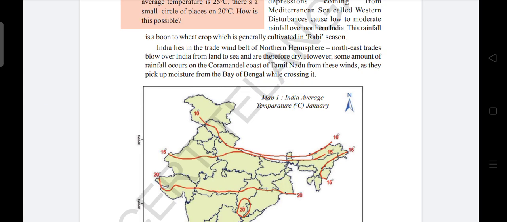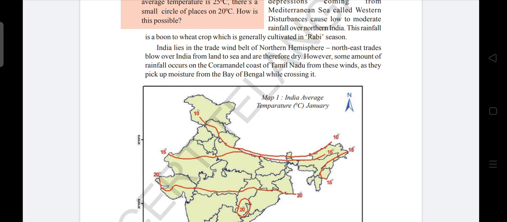India lies in the trade wind belt of the northern hemisphere. Northeast trades blow over India from land to sea and are therefore dry. However, some amount of rainfall occurs on the Coromandel coast of Tamil Nadu from these winds as they pick up moisture from the Bay of Bengal while crossing it.